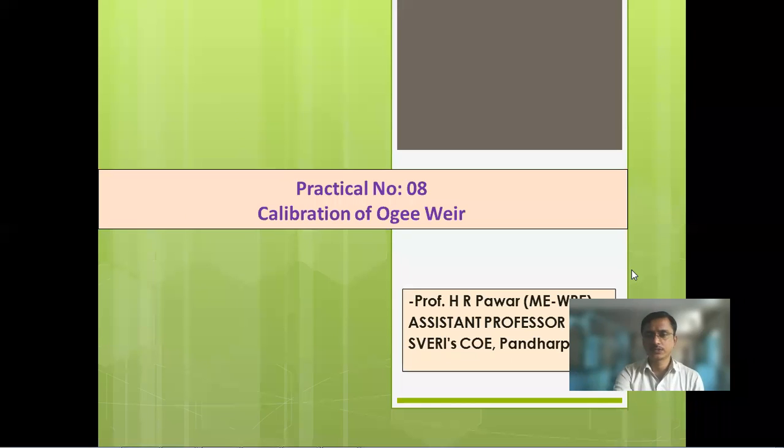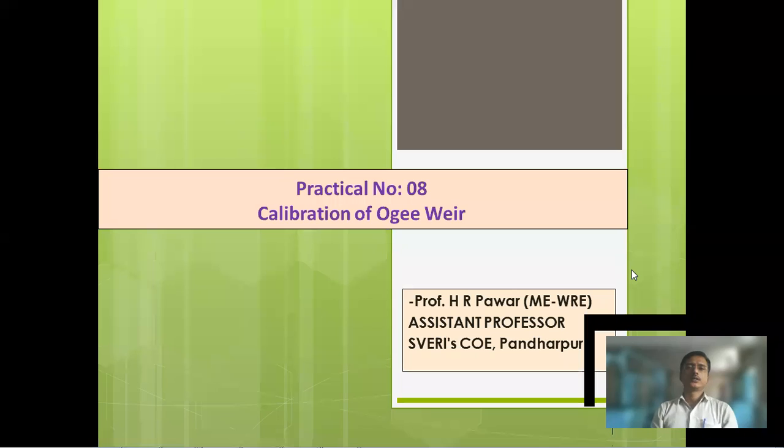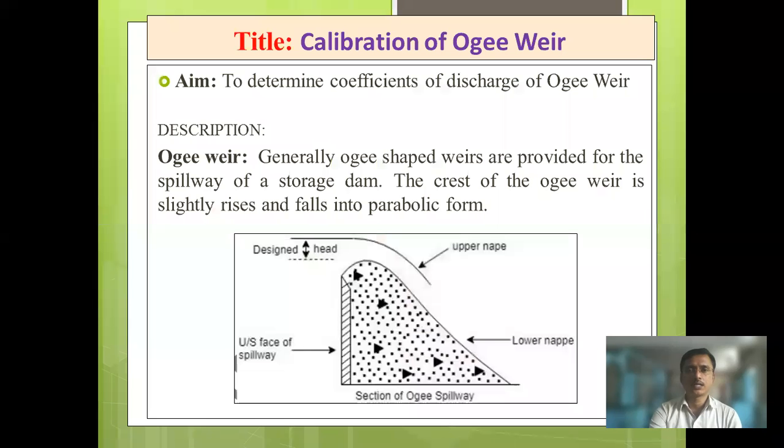As students, now we are going to see practical number 8, that is calibration of Ogee weir. Write the title, calibration of the Ogee weir. Aim: to determine the coefficient of discharge of Ogee weir.